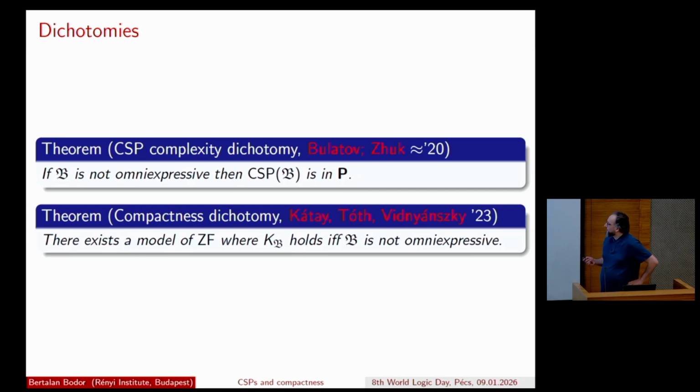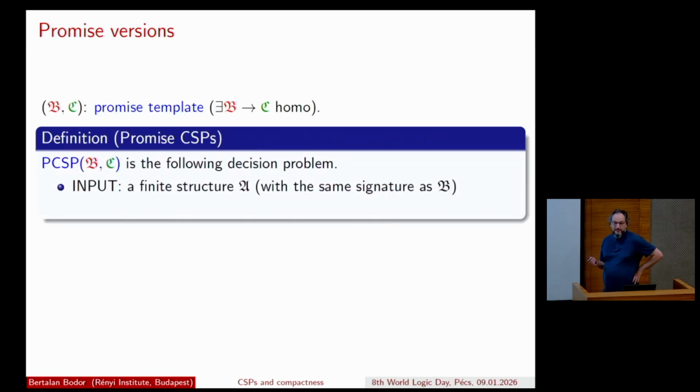Okay, now in the last few minutes, I want to talk about the direction that I also got interested in, and that's the promise version of these problems. As for CSPs, this has been introduced, I don't know, at least 10 years ago or something, so this is a quite natural direction of research. In this setting, we have this promise template that consists of two structures, and we just assume that there's a homomorphism from the first one to the second one. So from this red to the green one.